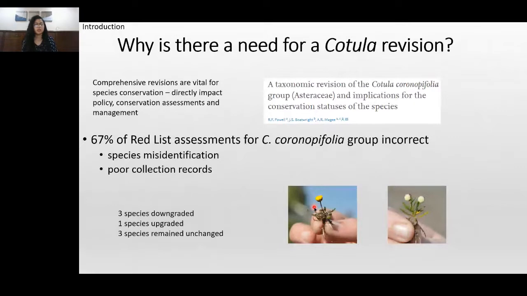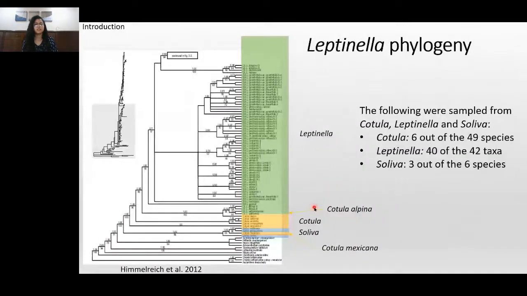So even with Cotula being not clearly defined, it's also a problem in the phylogeny. For example, in Himmelreich's Leptinella phylogeny, Leptinella and Soliva are quite well represented, where only 6 out of the 49 Cotula species were represented. So part of my PhD is to expand on the sampling of Cotula.